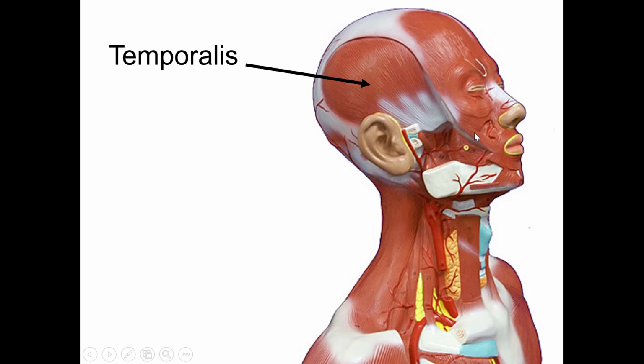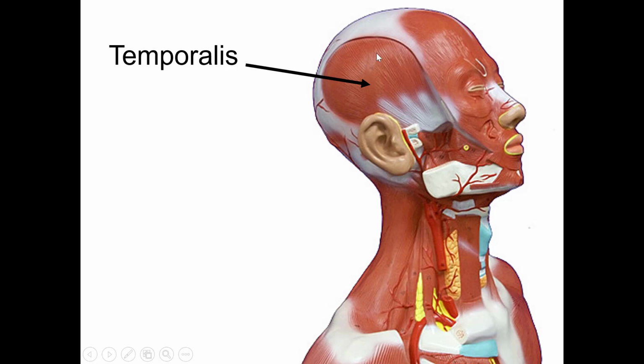If we look at the other side of the model, we'll see that several structures have been stripped away. The masseter is missing, as well as the zygomatic arch. This reveals the slightly deeper temporalis muscle. That fascia that was holding the masseter in place has also been removed.